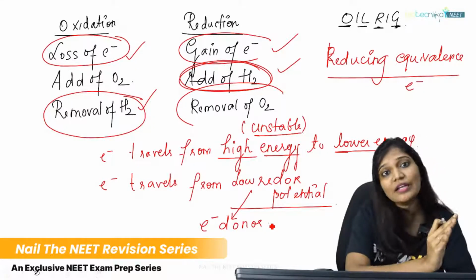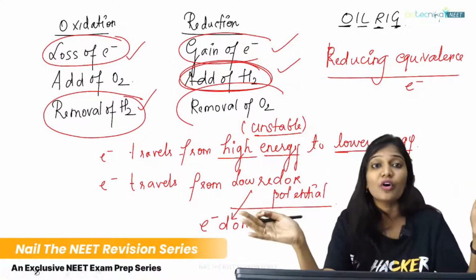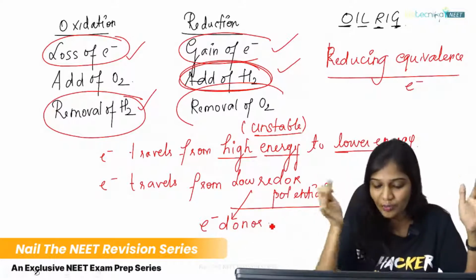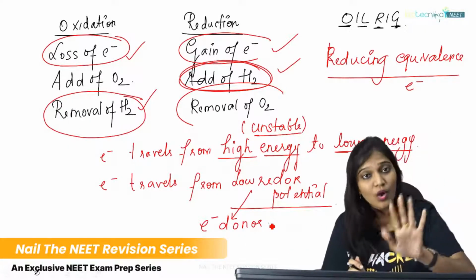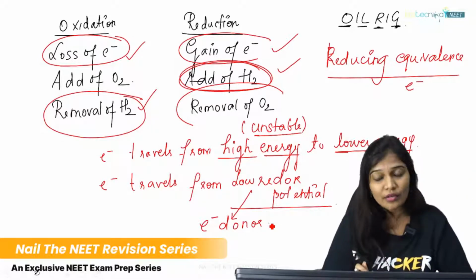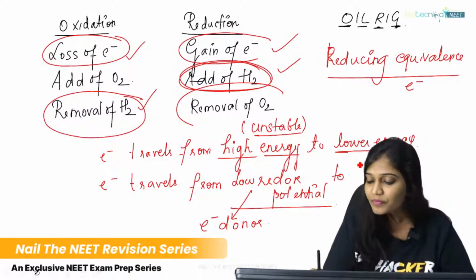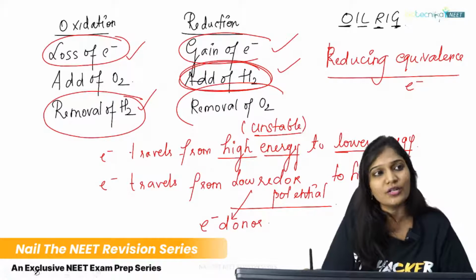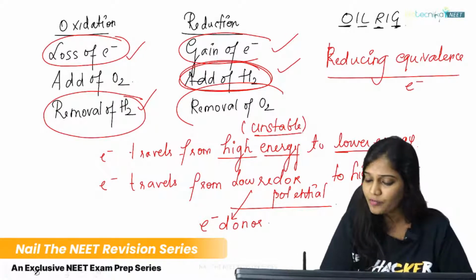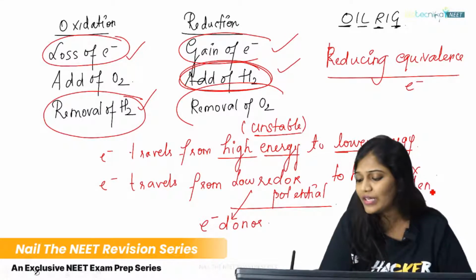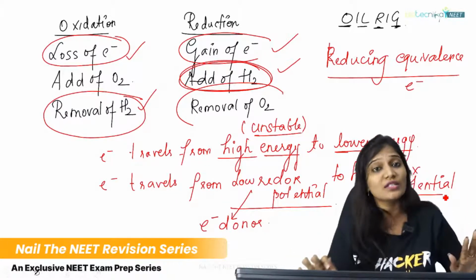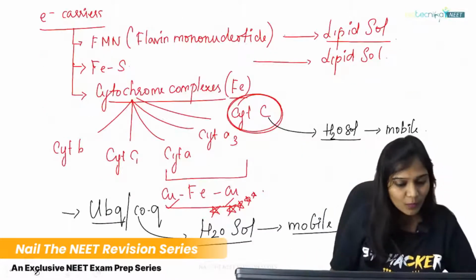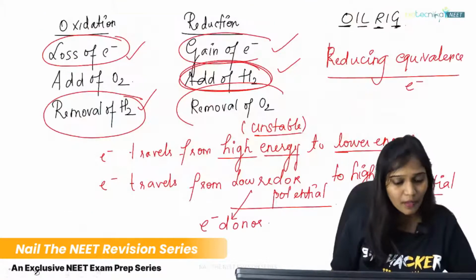That's why they are giving electrons to complex number 3, because they are excellent donors. So please remember, electrons travel only one way: from high energy to low energy, or from low redox potential to high redox potential. This is an important concept for your electron transport chain, not only in respiration but also in photosynthesis. Please make sure to understand this concept very clearly. Okay. Now we will understand this in detail.